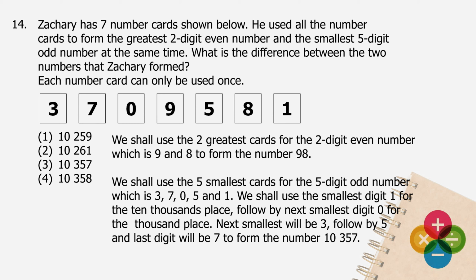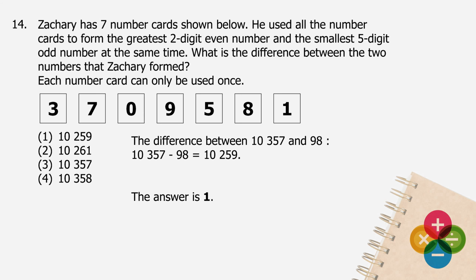We shall use the balance 5 smallest cards for the 5-digit odd number, which is 3, 7, 0, 5, and 1. We shall use the smallest digit 1 for the 10,000s place, followed by next smallest digit 0 for the 1,000 place. The next smallest will be digit 3, for the hundreds place, followed by digit 5, for the tens place, and last digit will be digit 7, for the ones place, to form the number 10,357. The difference between 10,357 and 98 will be, subtract 98 from 10,357, and the difference is 10,259. The answer is 1.